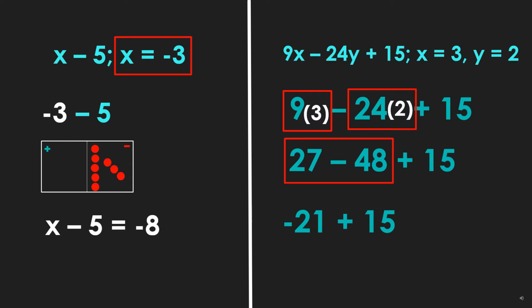Finally, we will have to answer what is negative 21 plus 15. Now this time, we are adding two integers of different signs. And correct, we have zero pairs on this. And we know that there are 15 zero pairs for this problem. Thus, what will remain is negative 6. So this means to say that when x is 3 and y is 2, 9x minus 24y plus 15 is negative 6.